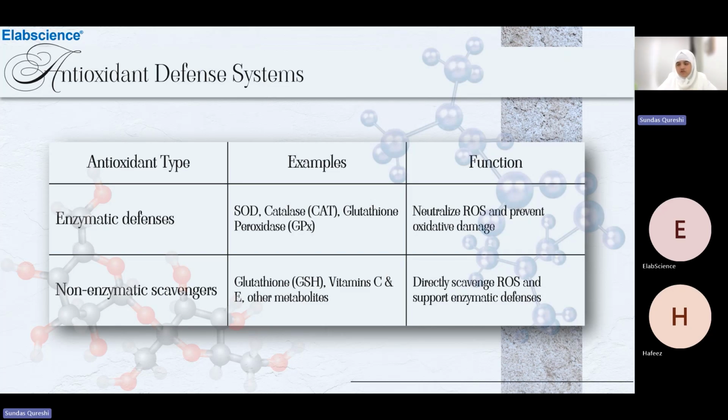Non-enzymatic scavengers such as GSH, glutathione, vitamins C and E, and some other small metabolites complement these enzymes by directly neutralizing the ROS and supporting the enzymatic activity. Together, these systems maintain the redox balance, preventing oxidative damage to proteins, lipids, and DNA, and ensuring normal cellular function.